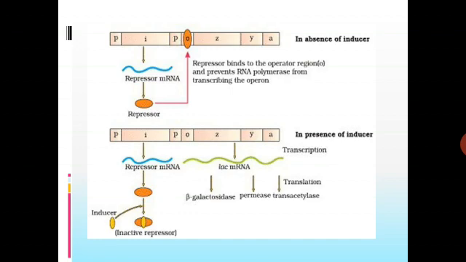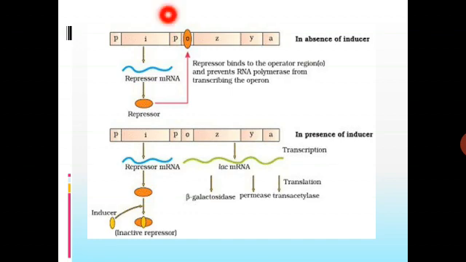The repressor protein, when it binds to the operator gene, blocks it, which results in the inactivation of the structural genes, so that transcription and protein synthesis is stopped. Now the structural genes are said to be switched off.